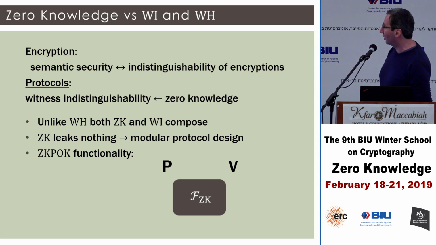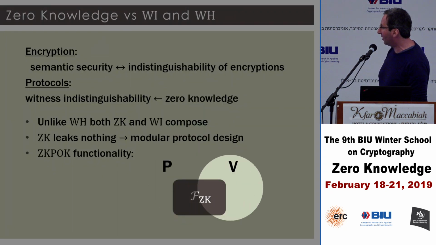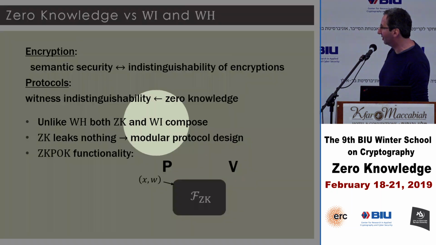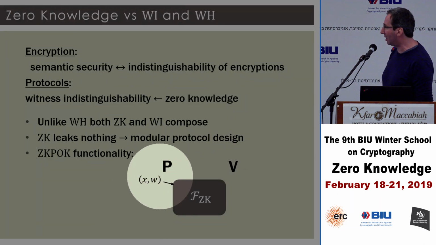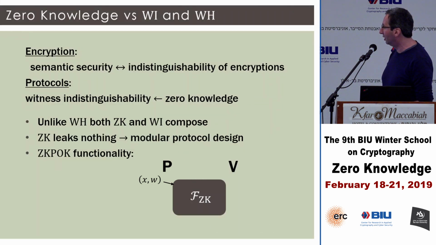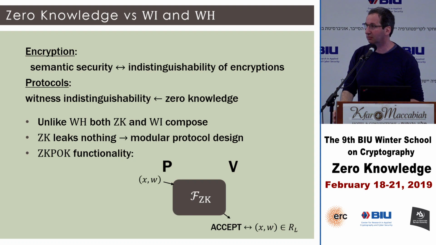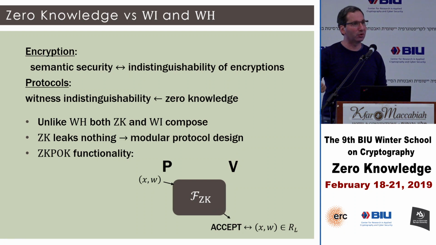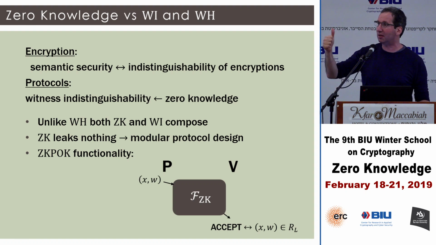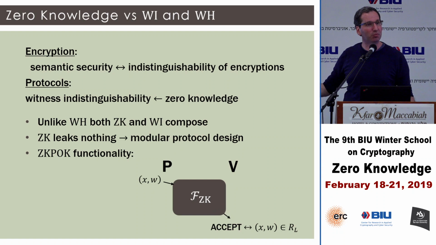And here it is. You have a prover on the left. You have a verifier on the right. The prover feeds into the functionality a pair x, w, where w is supposed to be a witness for x being in the language. And the functionality outputs accept if and only if (x, w) is in the relation. This is what the zero knowledge proof of knowledge functionality gives us. It's like a black box where on one side the prover puts the witness and the statement, on the other side you get accept if and only if this is a valid witness. And you can use this black box in protocol design.